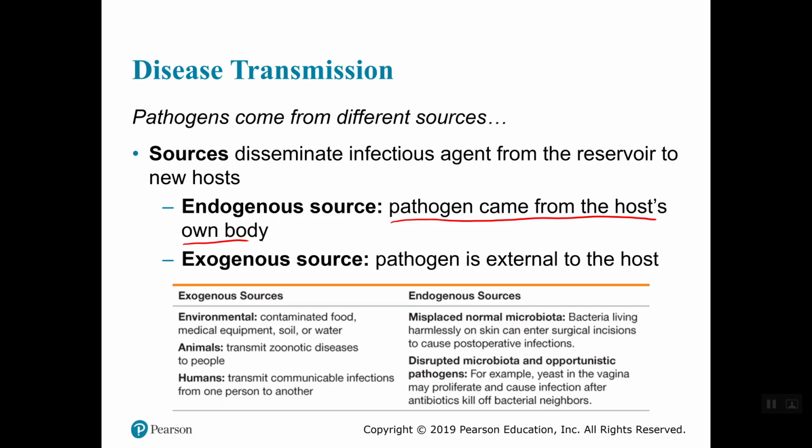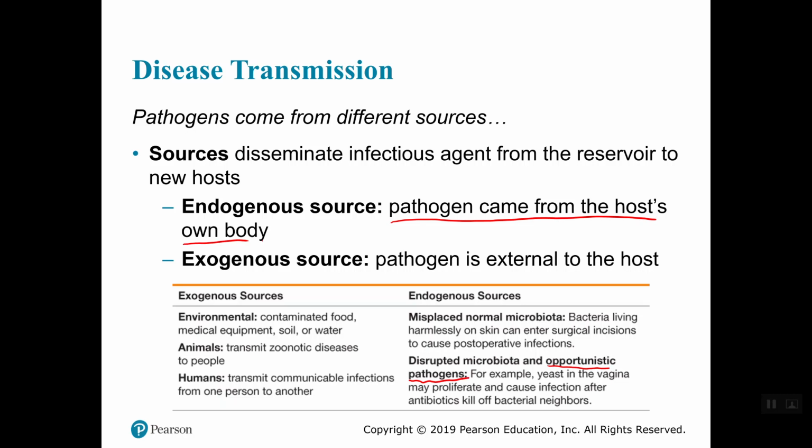So maybe we have disrupted microbiota, and then you have some opportunistic pathogens that live in the area, but those opportunistic pathogens are usually kept in check by the microbiota. But now, since those normal microbiota aren't there, the opportunistic pathogens then have the opportunity to grow and establish an infection. So an example of this would be yeast in the vagina.